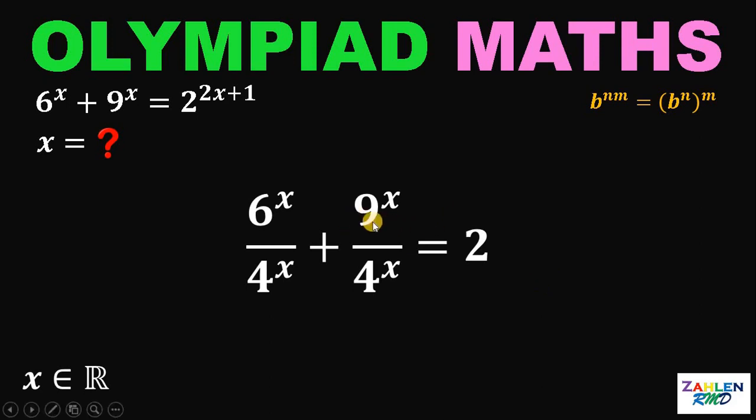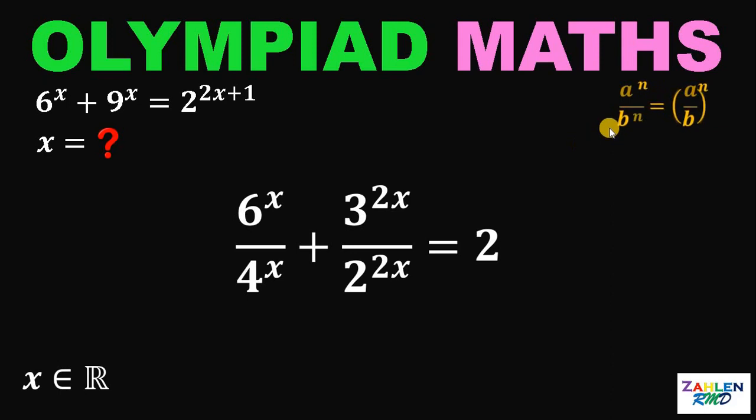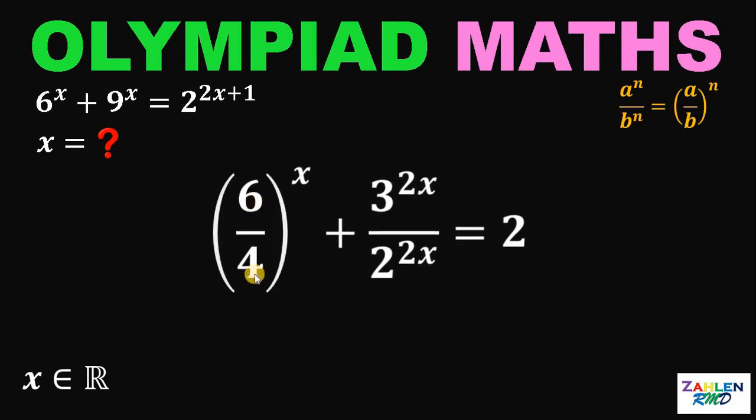Now, recall that 9 is just 3 raised to 2. So, 9 raised to x can be written as 3 raised to 2x, while 4 raised to x can be written as 2 raised to 2x. Now, another law of exponent says that if we have a raised to n over b raised to n, we have different base but the same exponent, then it is equivalent to a over b raised to the power of n. Therefore, the first term in our equation can be written as 6 over 4 raised to x, and 6 over 4 can be simplified as 3 over 2.